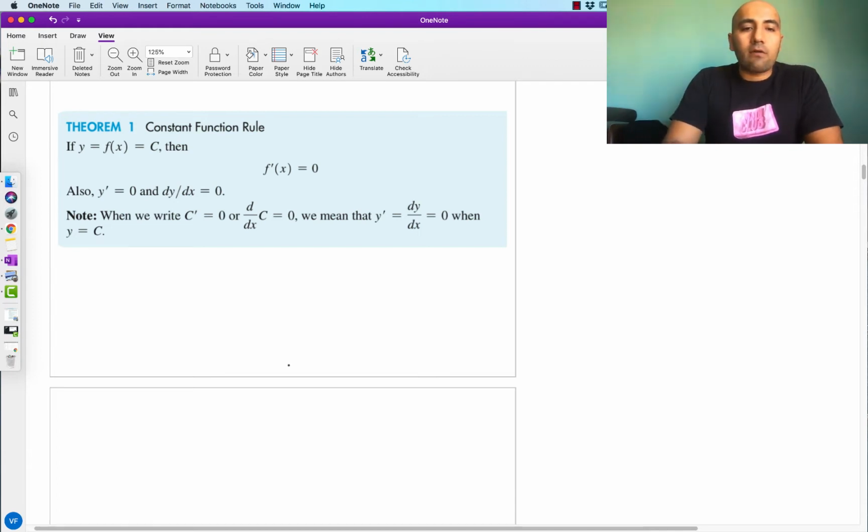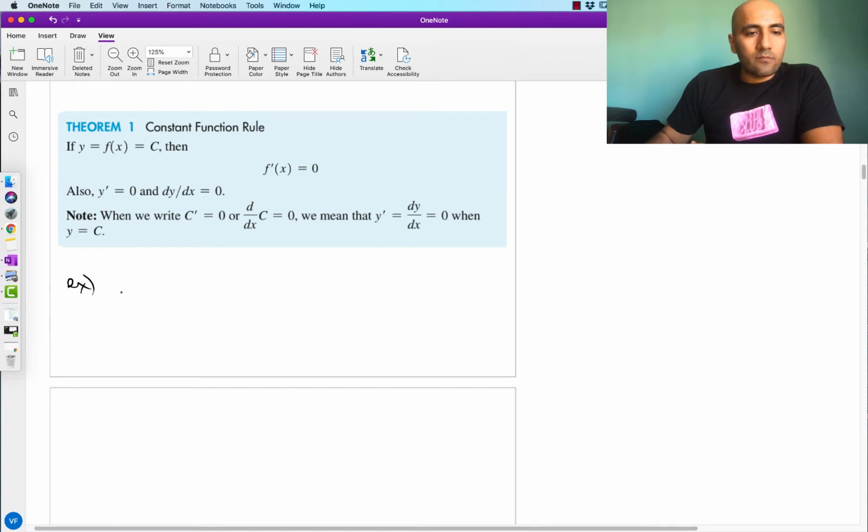And again, using our other derivative styles, we can say that y prime equals 0, dy dx equals 0. We can also say d dx of c, where c is that constant, equals 0. Right? So there are different ways of saying the exact same thing. But no matter how you slice it, if the function is a constant, then its derivative is equal to 0. Okay, so let's do some quick examples.